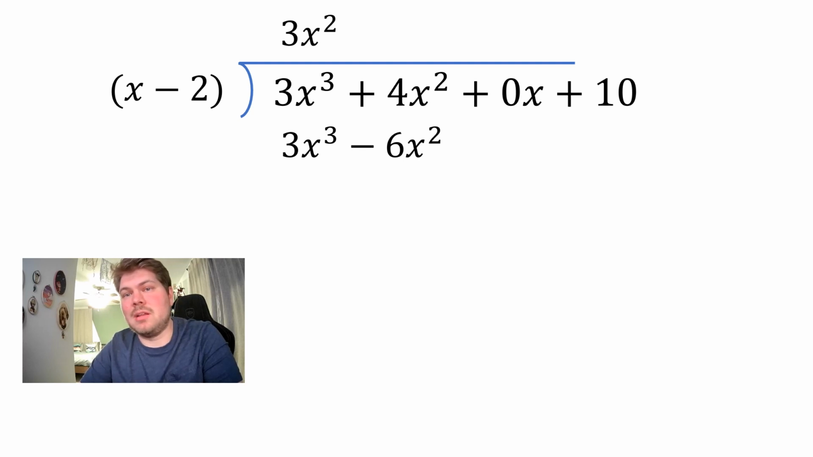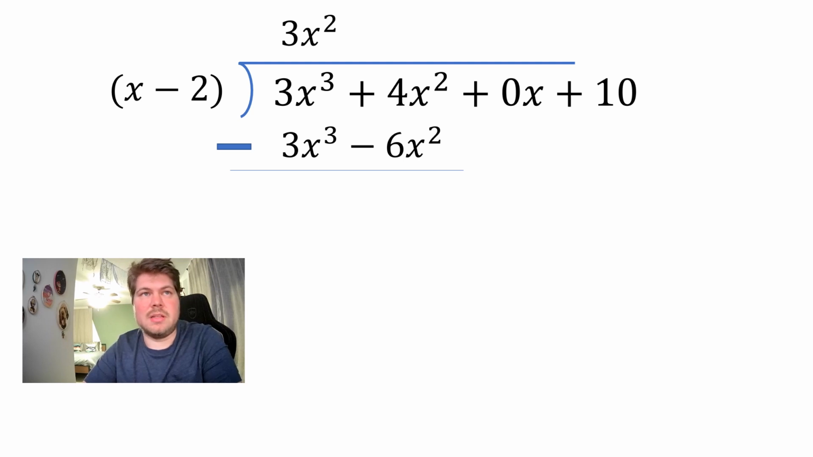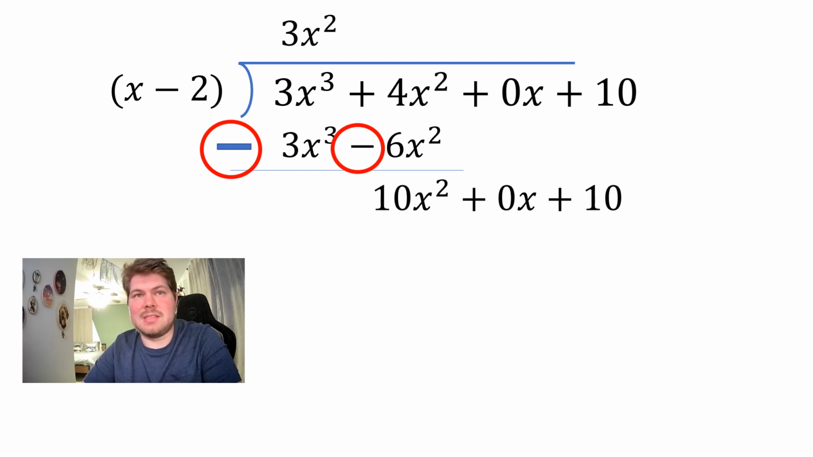All right, so now we're going to subtract. I meant sister, brother. Does McDonald's sell burgers? And 3x to the third, the first term should always cancel out. And then 4x squared minus 6x squared, oh my goodness, minus, that's going to be plus. So it's going to be 10x squared. And then the B for burger or brother is to bring down. So we're going to bring down the 0 and the plus 10.